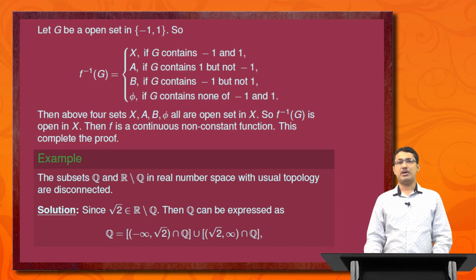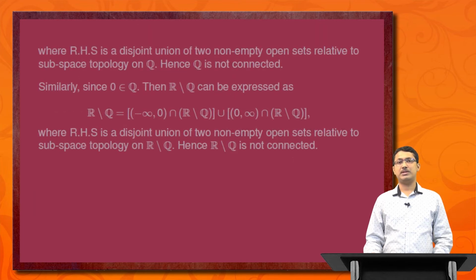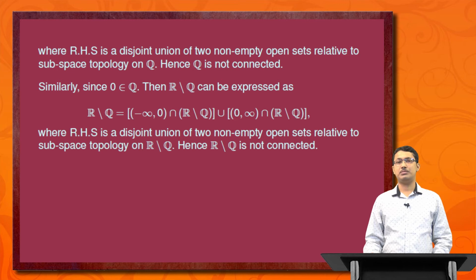That means about root 2 we consider all rational numbers less than root 2 and all rational numbers greater than root 2. Then Q can be expressed as a disjoint union of two non-empty open sets over Q with respect to the subspace topology. That implies Q is not connected.